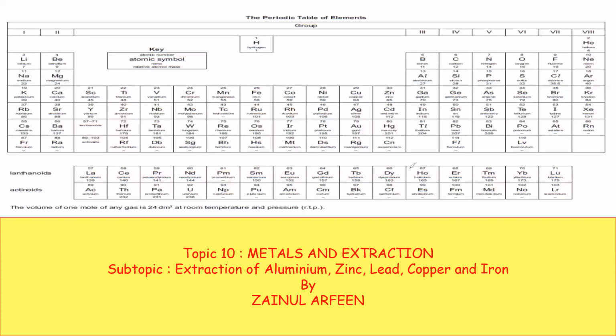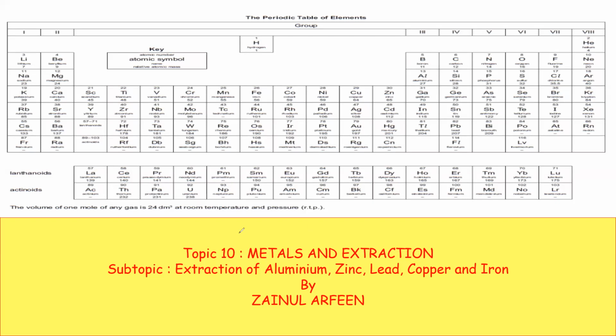So topic 10, which is about metal extraction. In this part, we'll discuss the extraction of aluminium, zinc, lead, copper, and iron. So these are all the metals whose extraction you should learn.